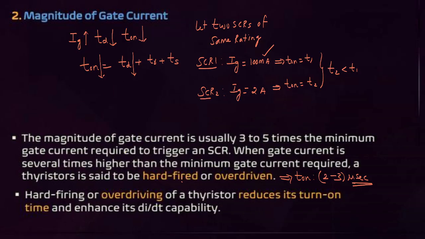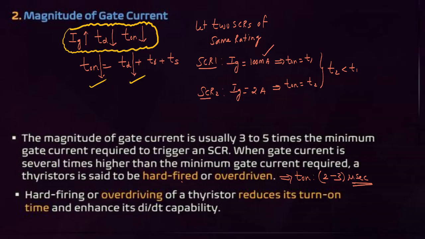It also depends on the magnitude of the gate current. Very important: if the gate current increases, you already know delay time is reduced. When the delay time is reduced, turn-on time is reduced. No doubt at all. By increasing the gate current, there is no effect on the rise time and spread time. It will not affect them. But here delay time is reducing, and once the delay time is reducing, the turn-on time is also reduced, because turn-on time depends on the delay time.